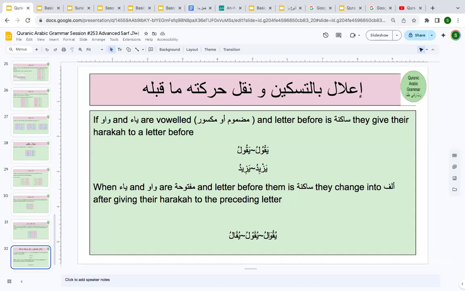Now it became sakin. And what goes with fatha? Alif goes with fatha, and we ended up with yuqalu. Okay, we ended up with yuqalu. Yeah, so our time is up.